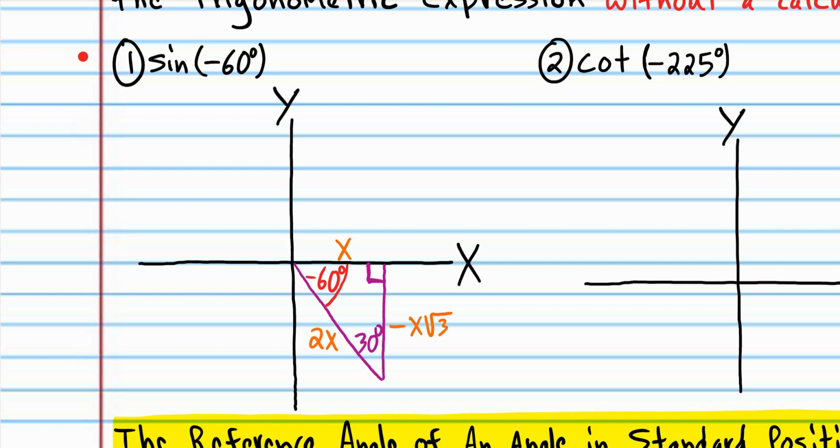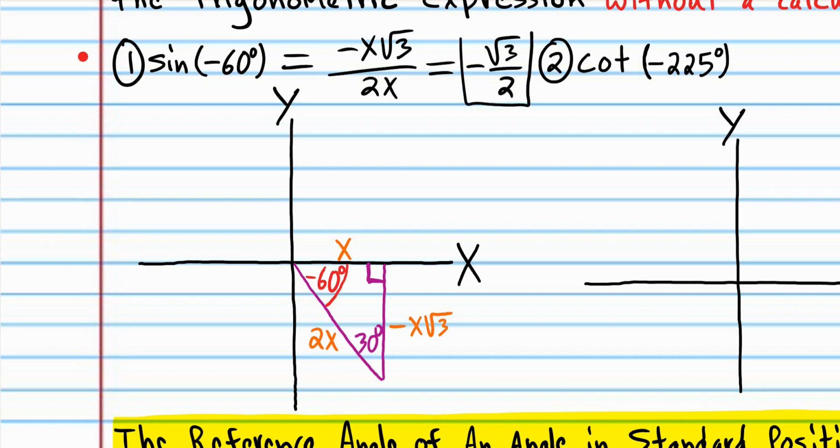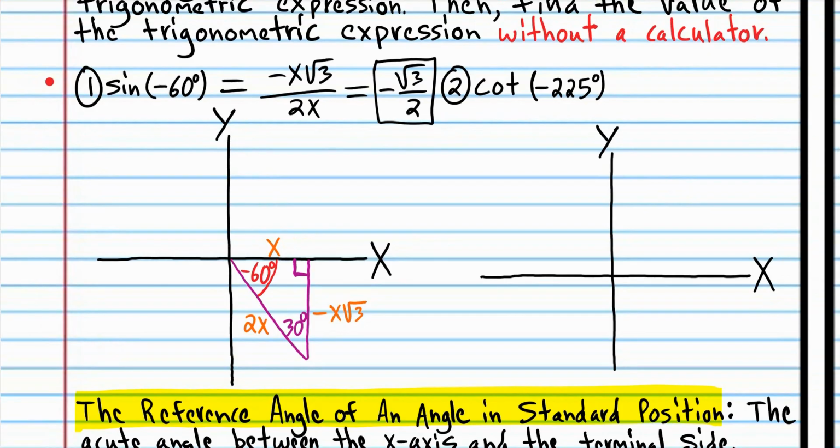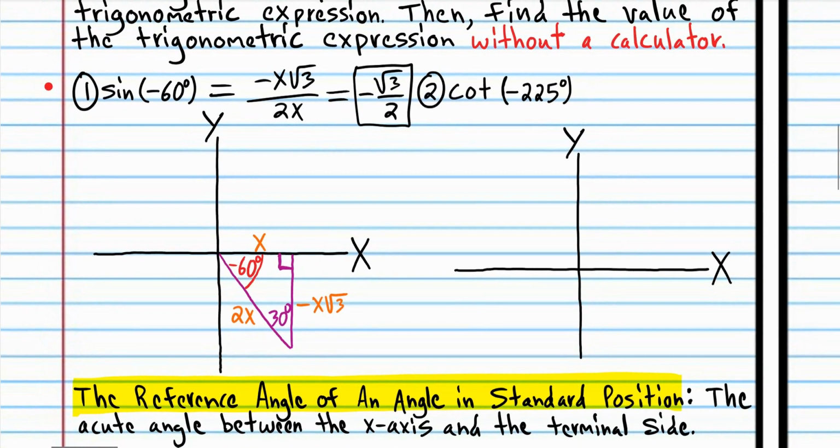So now, sine of a negative 60 degree angle is equal to the opposite side of the red reference angle divided by the hypotenuse. And remember, the hypotenuse is always positive. It's always defined to be positive. That's very, very important. I should have emphasized that more in the previous class. The hypotenuse is always positive. So the x's cancel out, and the ratio is negative root 3 over 2. Let's try another one of these problems.